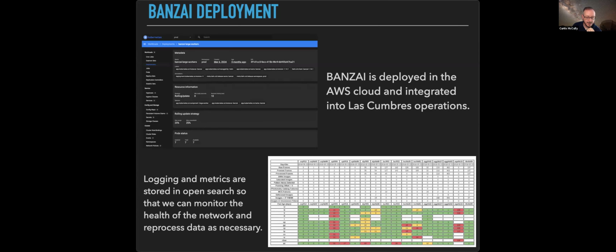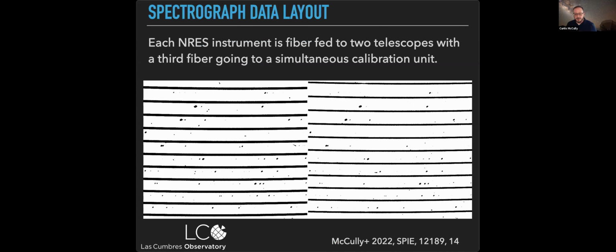What about NRES? So NRES is kind of an interesting echelle because it's not fed by a single fiber or even a fiber and a calibration fiber. It's fed by two different telescopes. And so there are three fibers that feed a single NRES unit. So there's a fiber from telescope 1, a calibration unit fiber in the middle, and then a telescope fiber from telescope number 2.